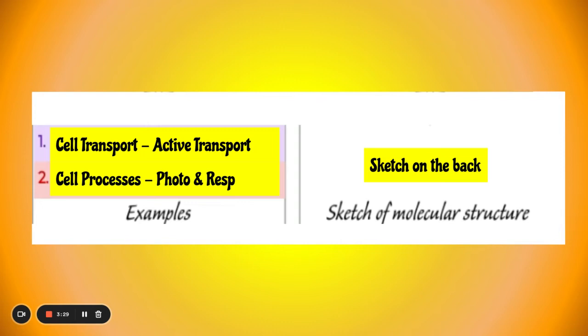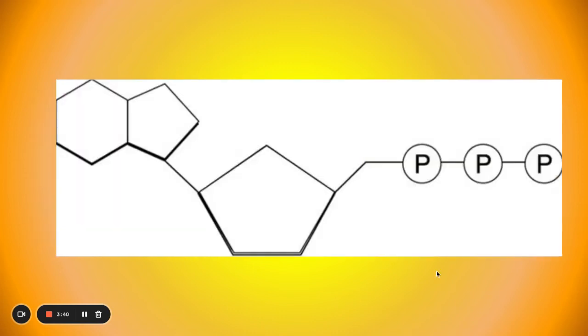Now, we are going to look at the molecular structure of ATP. Instead of sketching it here in this little tiny spot, we will sketch it much bigger on the back. So take yourself a moment here to sketch this on the back of your ATP note sheet, and then we will label it.